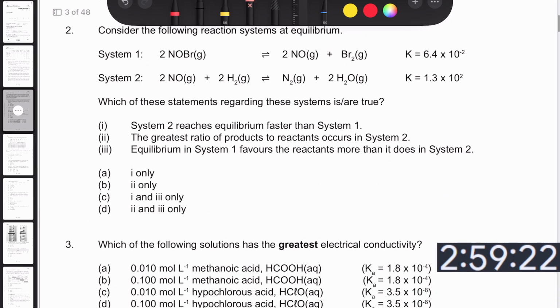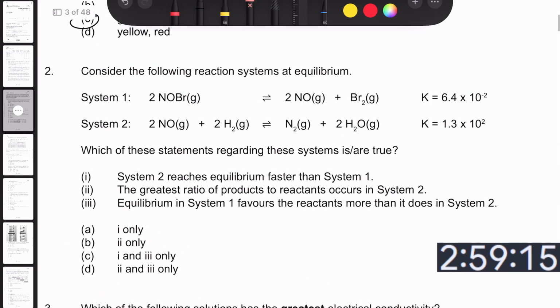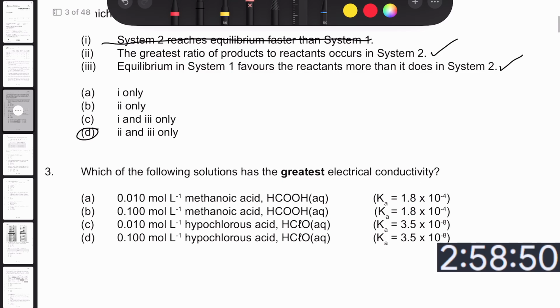Which of these statements regarding the systems is true? System 2 reaches equilibrium faster than system 1. It doesn't reach it faster. The greatest ratio of products to reactants occurs in system 2. Because products over reactants, so yes, because our equilibrium constant is greater. Equilibrium in system 1 favors reactants more than system 2. That's also true because it's more reactants. So 2 and 3 are correct only.